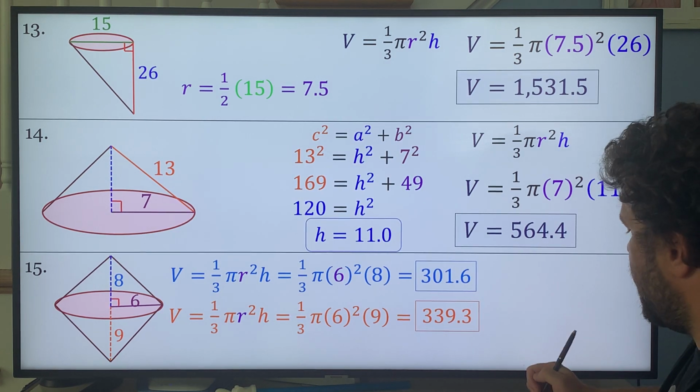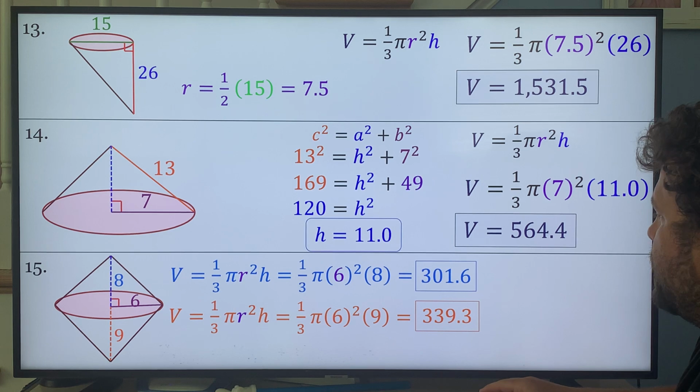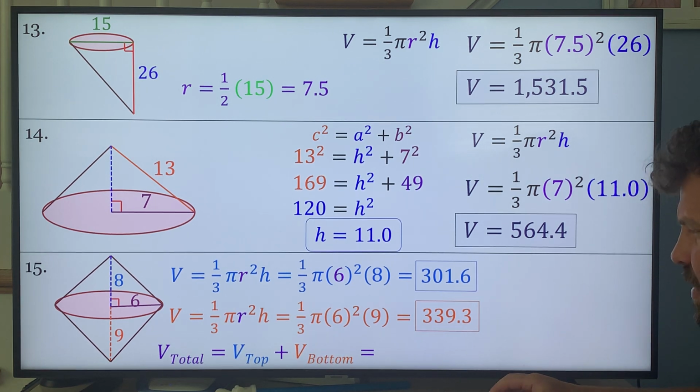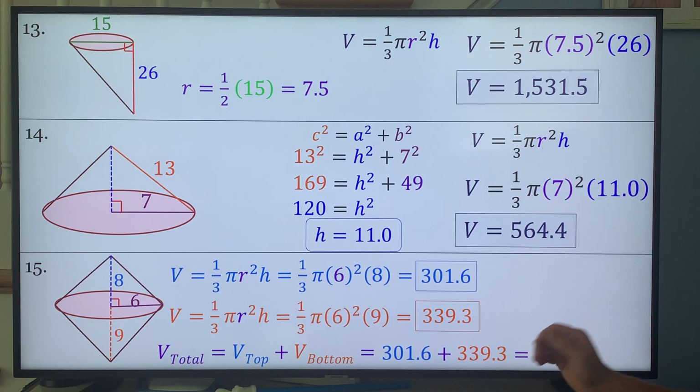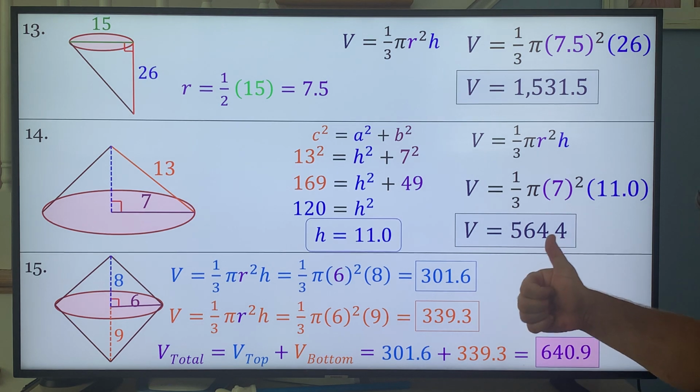All right. Now we add the two numbers together. The total volume is the volume of the top plus the volume of the bottom. 301.6 plus 339 gives you 640.9. Good? Any questions? Awesome.